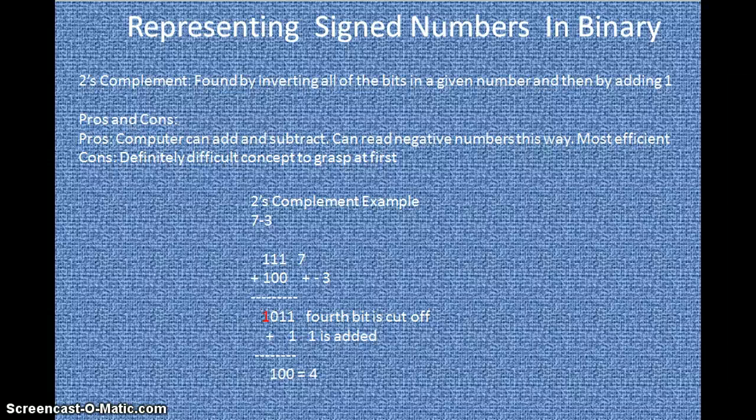We have a 7 minus 3. We have 7 plus negative 3. And then the fourth bit, remember that it's going to get cut off. So let's do 1 plus 0, which is 1. 1 plus 0, which is 1. 1 plus 1, which is 0, with a carryover of 1.